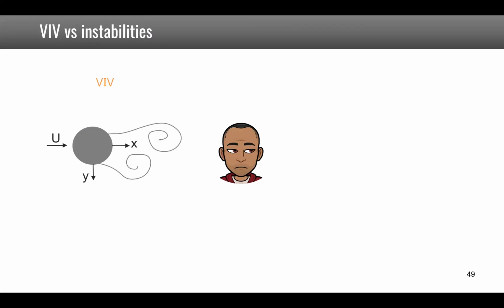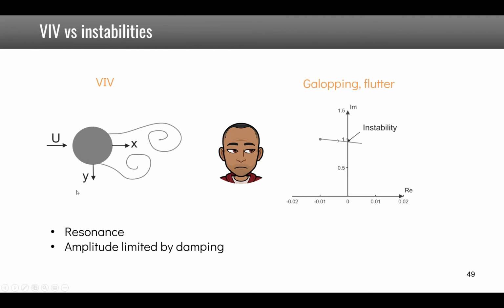I would like to say a word to finish this video about VIV versus instability. VIV is a phenomenon in which the flow causes a perpendicular force that is harmonic and can lead to the resonance of the body. And this resonance can lead to very high amplitudes, but these amplitudes are always limited by damping. VIV mostly happens for symmetrical objects, whereas the galloping or flutter instabilities happen for sections which are not symmetrical.